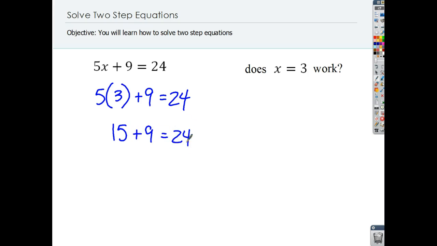If I know what X is, I know I'm going to multiply, and after I multiply, I'm going to add. Then 15 plus 9, does that equal 24? It does. And X equaling 3 does work for this equation. But again, it's the order in which we did this that was the main concern here.